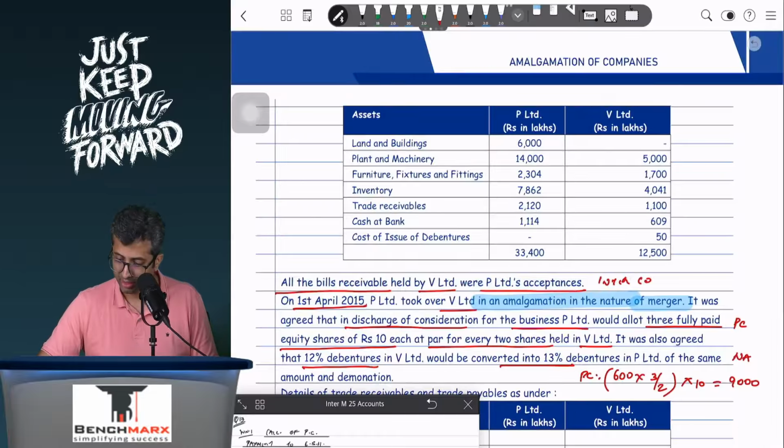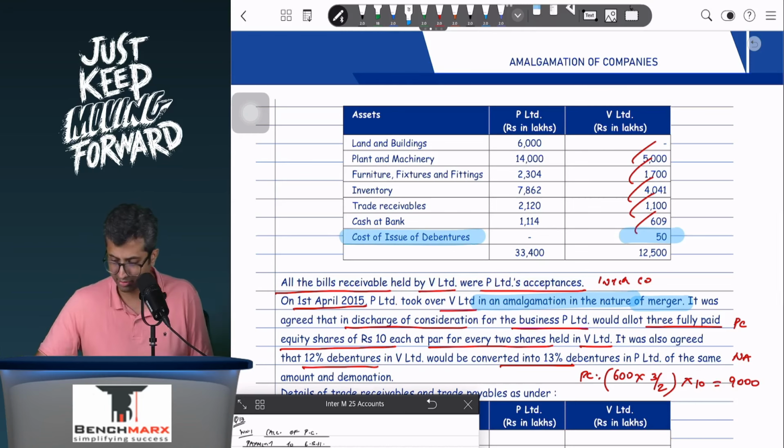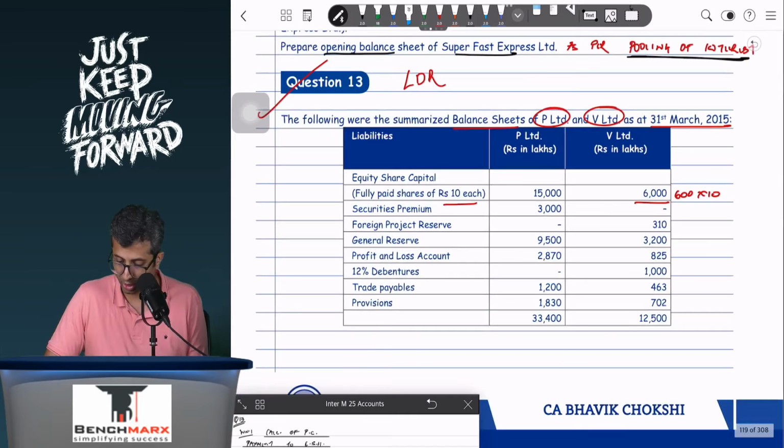Now when you take over assets and liabilities, you take over all assets and liabilities of V. Plant and machinery, furniture and fixtures, inventories, trade receivables, cash at bank. Achha, cost of issue of debentures. Remember, this is not really an asset, it is an expense, more like a reserve item. You will knock it off against the profit and loss. Other than that, you will take over provisions, trade payables, and even debentures.